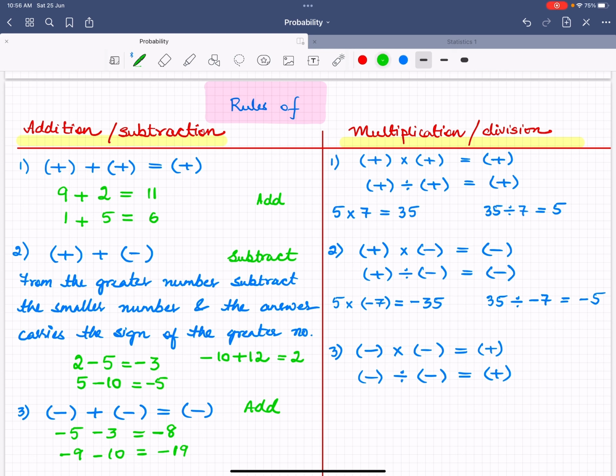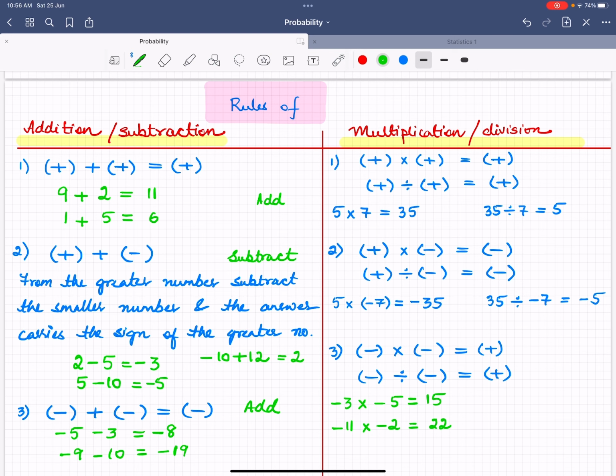If I have a negative number minus 3 and if I multiply it by another negative number minus 5, the answer will be positive 15. So a negative number multiplied by a negative number gives a positive answer. Let's check one more example. If I have a negative number minus 11 and I multiply it by another negative number minus 2, the result is going to be positive 22. So a negative number multiplied by a negative number gives a positive result.